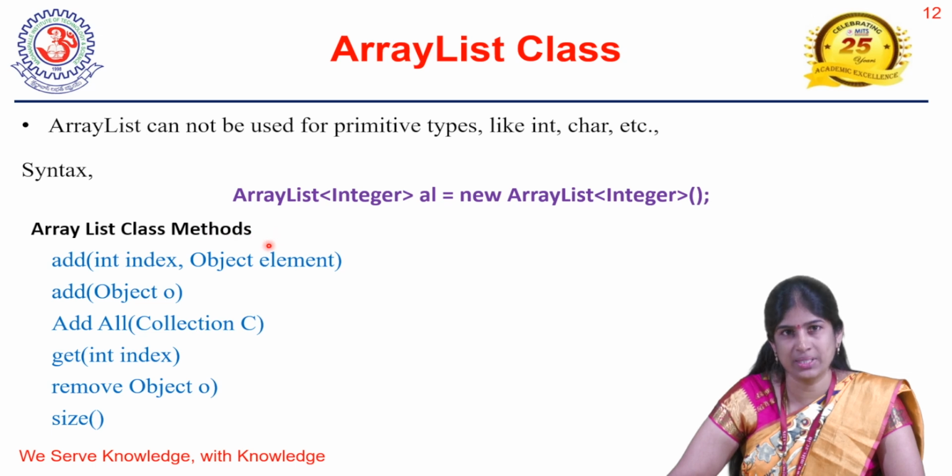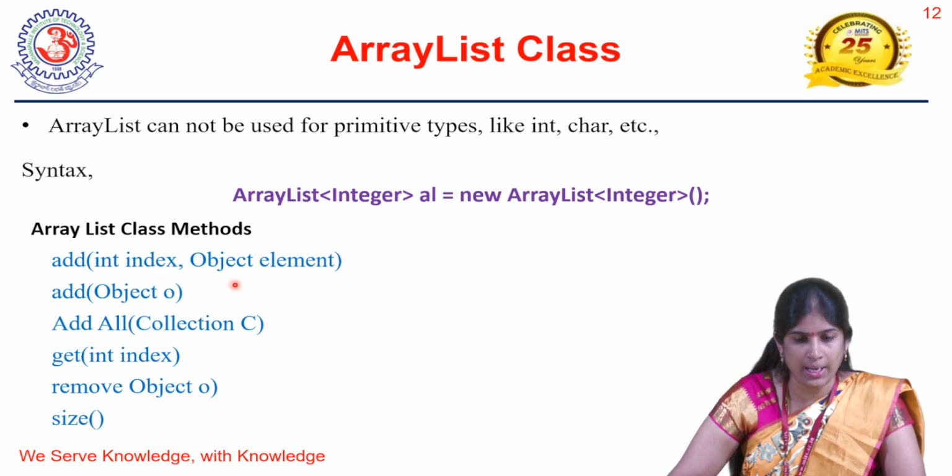Few important methods I have mentioned here, like add. With add, you can add an element with an index. Index also you can specify, the position where you want to add an element. Suppose 0 if you are giving as an index, and 10 if you are giving as an element. Since I have taken Integer, I can use the element as 10. If you are taking character or some other data type, you have to take the same data type element here. If you use the 0th index and give 10, that element 10 will be inserted at the 0th position. This is one method.